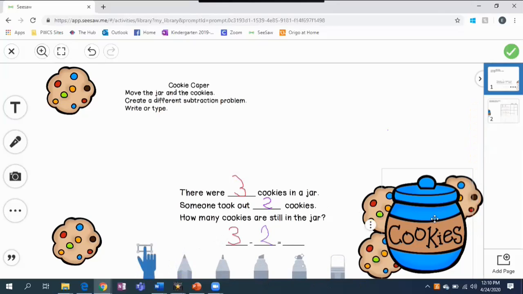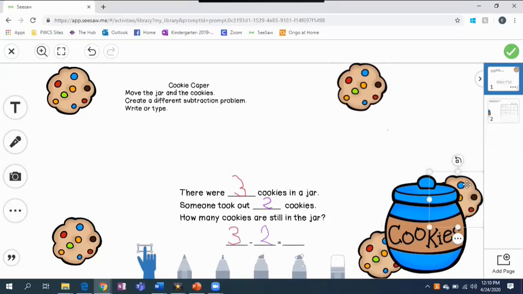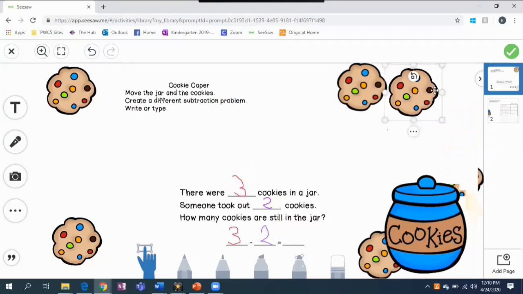So now let's go ahead and do it. So I'm going to take 1 cookie. I'm going to move it. 1. Take this other cookie. I'm going to move it. 2. Now, how many cookies are still in the jar? You can see that there's only 1 cookie left in the jar. So my answer is 1.